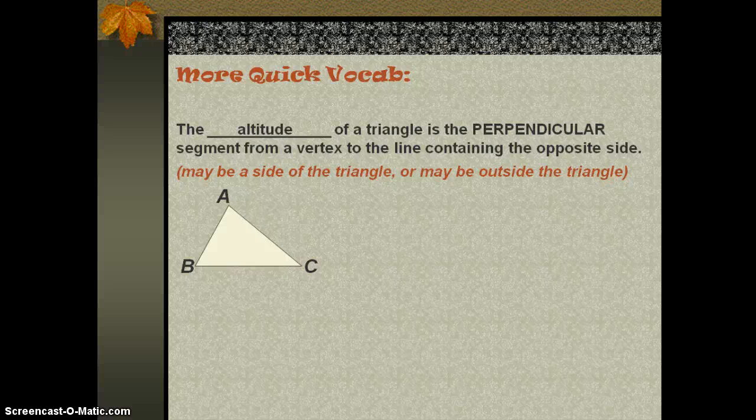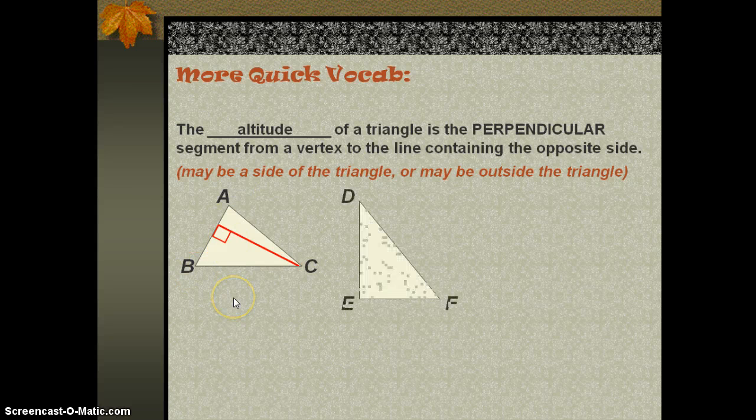So, it may be on the side of a triangle, or it may be on the outside of a triangle. So, here's our first triangle. To draw an altitude, we need it to go from a vertex, and it has to be perpendicular to the line containing the opposite side. So here's an example of an altitude. Notice this is not a perpendicular bisector. It's not cutting BC in half. It's just a line going from A to BC, and it's perpendicular to BC. Another example would be going from C and perpendicular to this side.